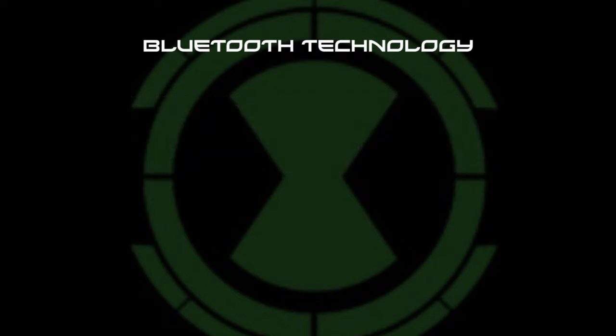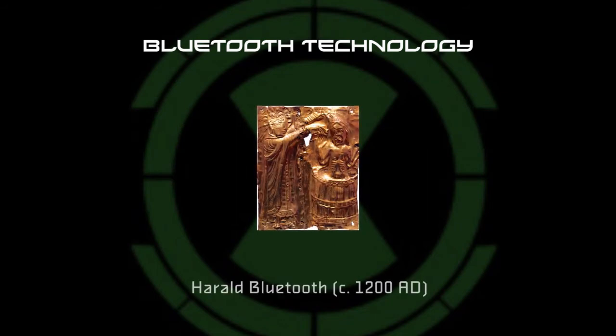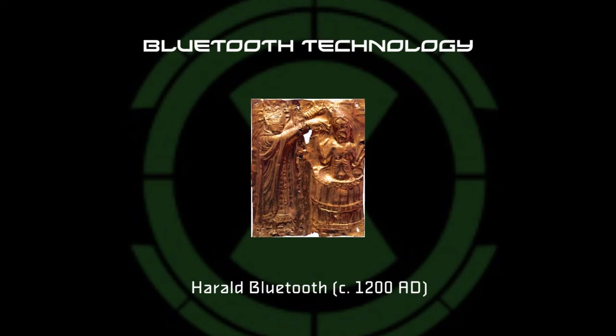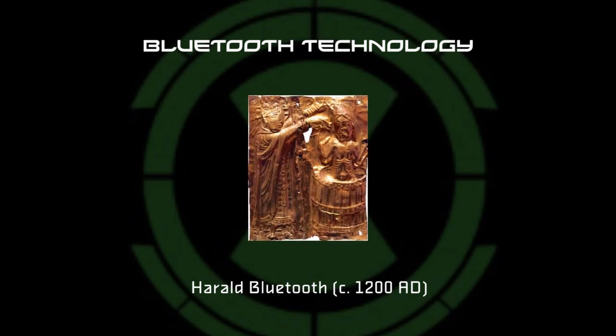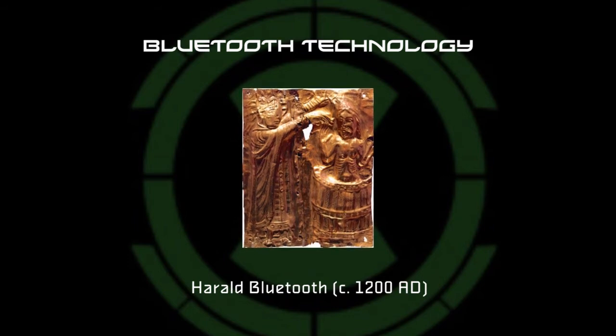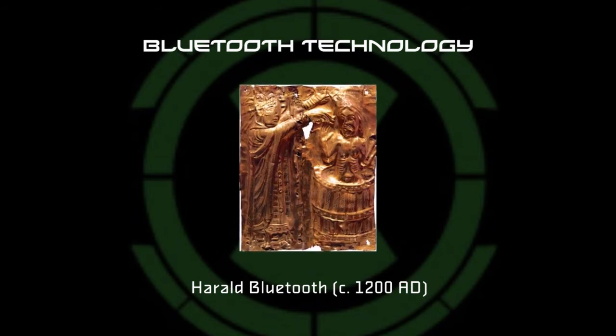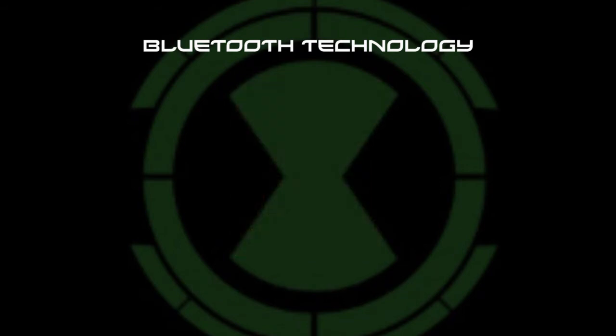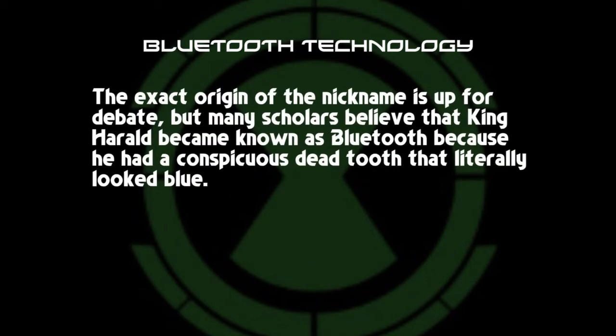Into the history, Harald Bluetooth Gormson was a king of Denmark and Norway back in 1200 AD. The name is based on an analogy that Bluetooth technology would unite devices the way Harald Bluetooth united the tribes of Denmark into a single kingdom. The exact origin of the nickname is up for debate, but many scholars believe that King Harald became known as Bluetooth because he had a conspicuous dead tooth that literally looked blue.